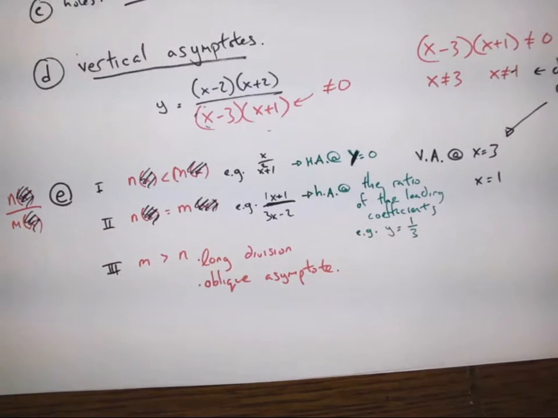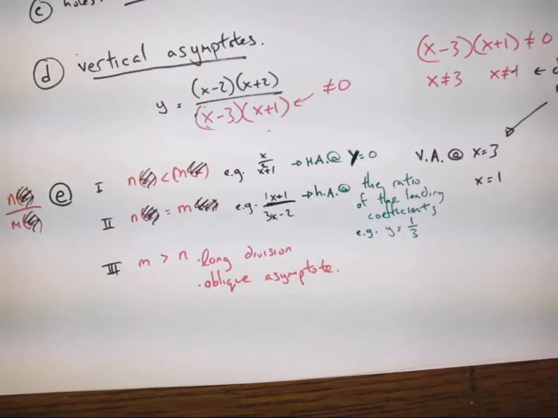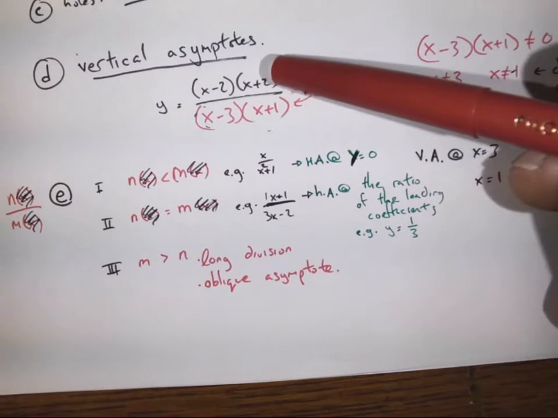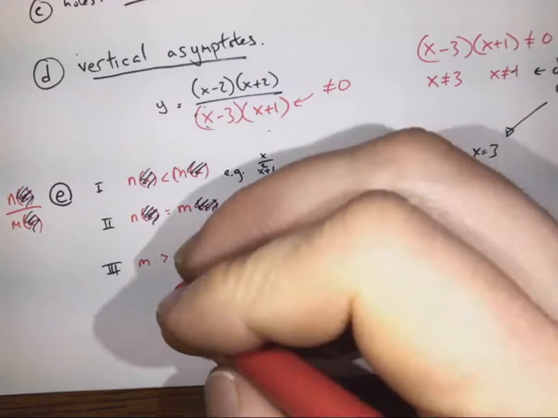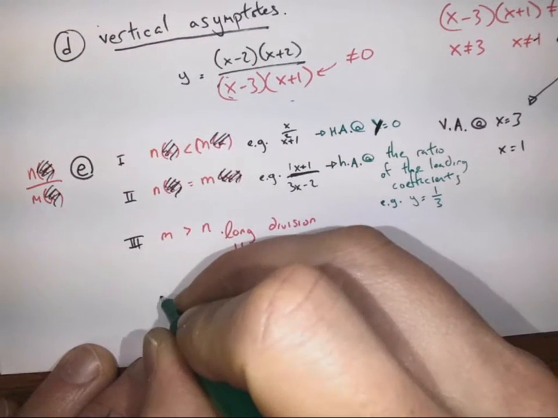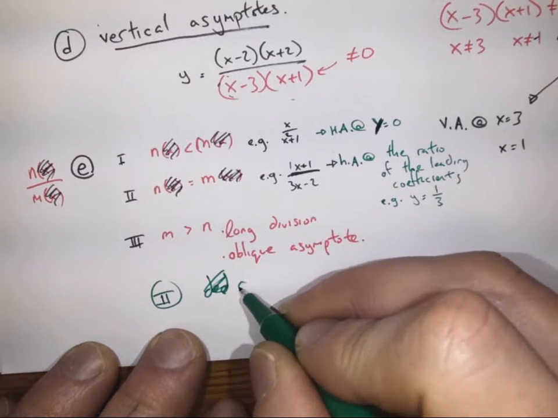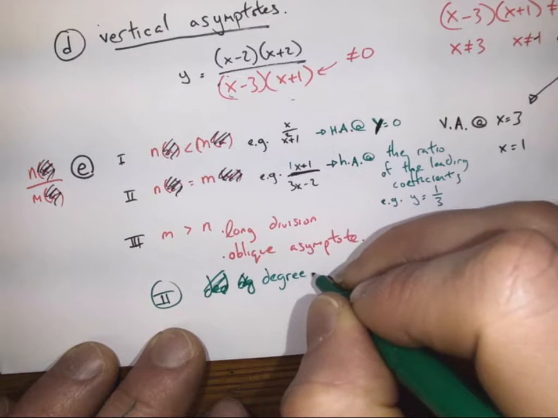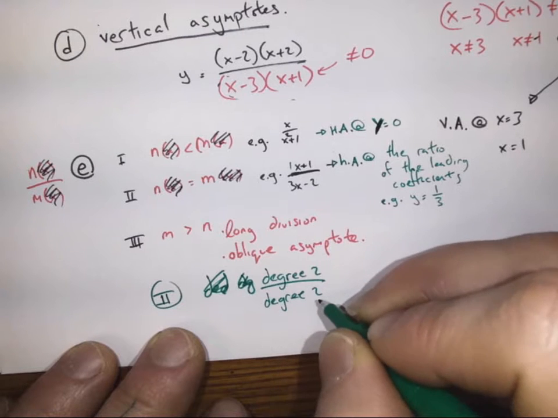All right. So, in this case, one of these three cases is applicable. And it is the second case. This is a second degree polynomial on the top and a second degree polynomial on the bottom. So this is our second case. We have a degree 2 polynomial on the top and degree 2 polynomial on the bottom.